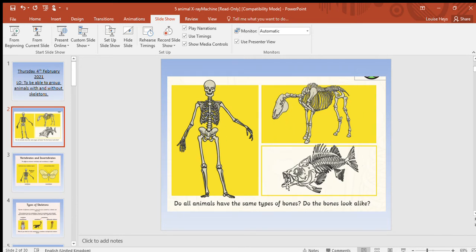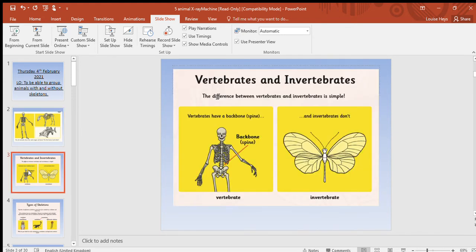If you look at these here, they've not all got the same size bones or the same shape bones. And when we're looking at skeletons, we can divide them into vertebrates and invertebrates. Now, it's really easy to tell the difference between the two. Vertebrates have a backbone. So if you feel down your back, you've got your spine, and that is because we are vertebrates. And then an invertebrate doesn't have a backbone. It doesn't have a spine.